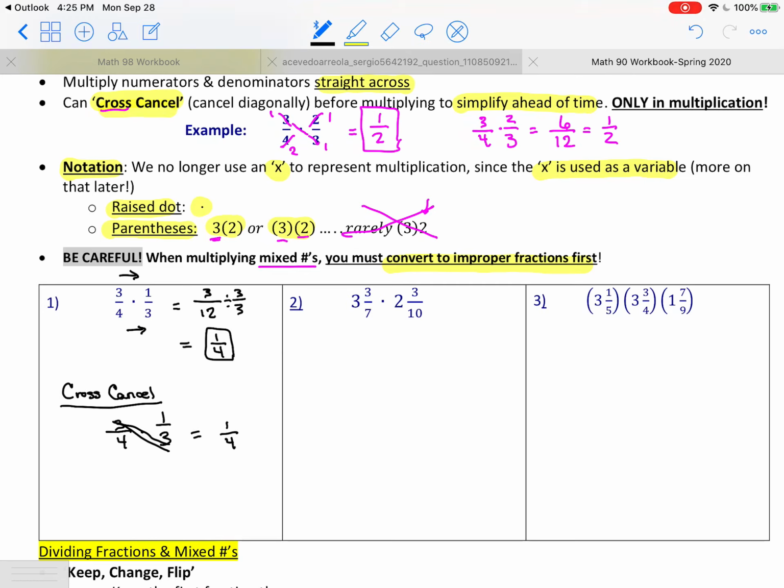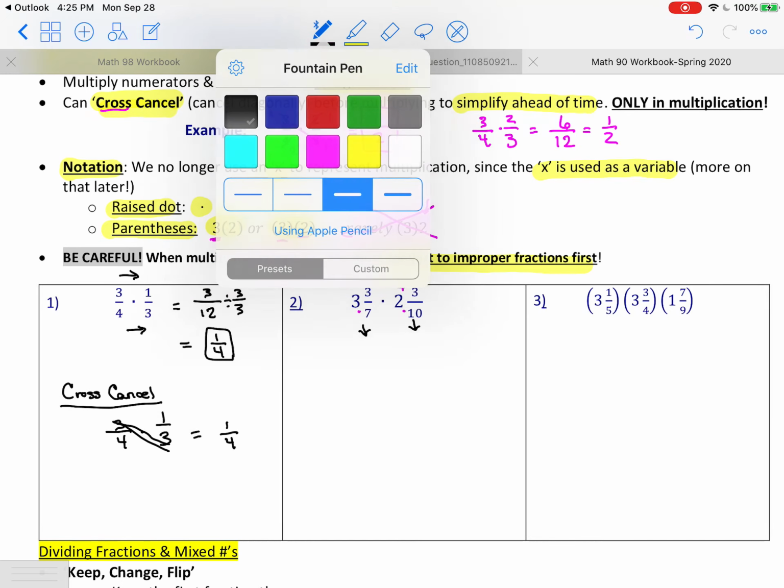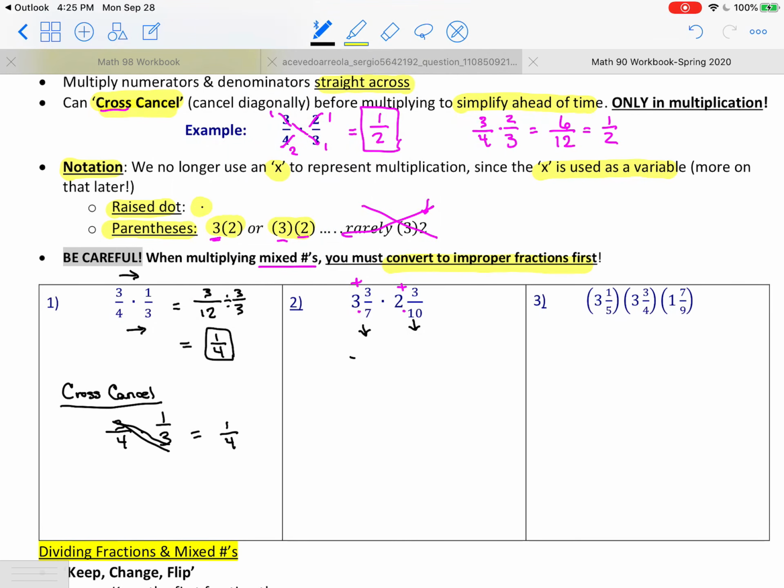All right, moving on to example number 2. We have mixed numbers here, so we know that we need to convert those to improper fractions first. And remember how we do that: we multiply the denominator by the whole number, and then we add the numerator. You can put those little hints in there for yourself if you need it. So 21 plus 3, that's 24 sevenths times 23 tenths.